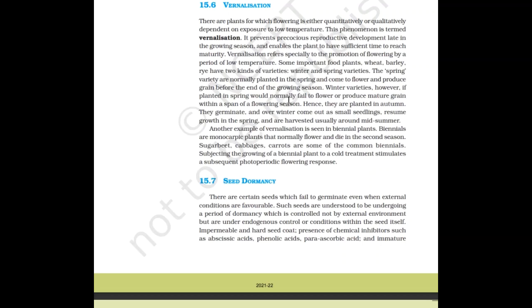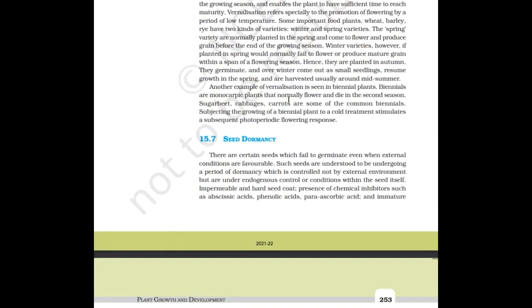Some important food plants, wheat, barley, rye, have two kinds of varieties, winter and spring varieties. The spring varieties are normally planted in the spring and come to flower and produce grain before the end of the growing season. Winter varieties, however, if planted in spring, would normally fail to flower and produce mature grains within a span of a flowering season. Hence, they are planted in autumn. They germinate and over winter come out as small seedlings, resume growth in the spring, and are harvested usually around midsummer.